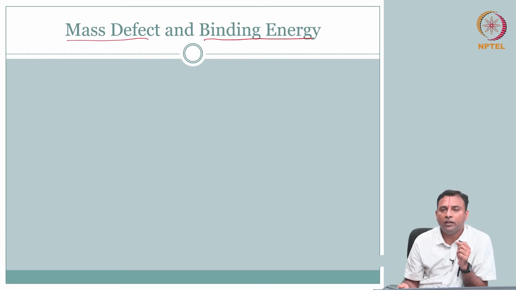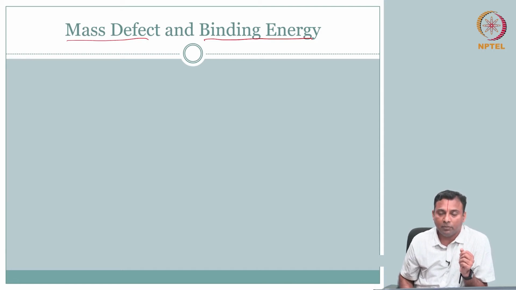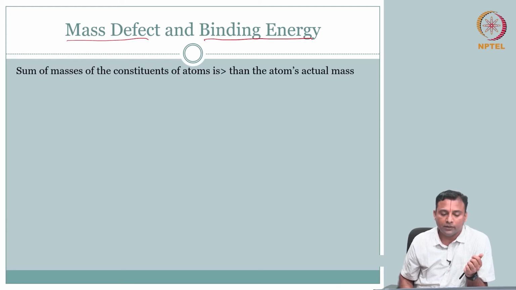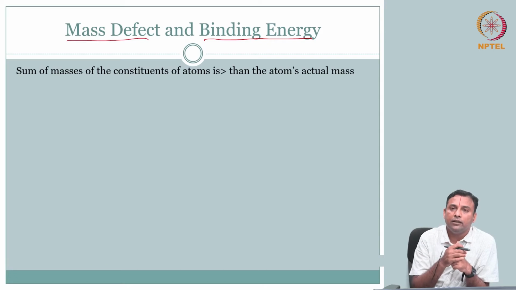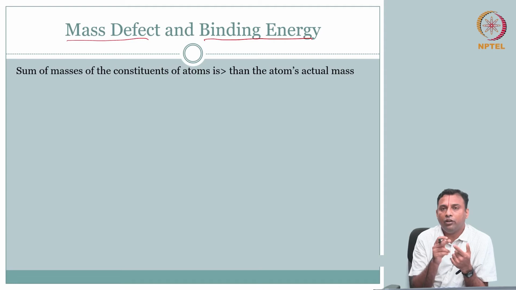Have you heard of atomic mass unit? You would have heard about that, right? It is 1/12 of the carbon 12. That's what we use as a unit for talking about mass. But it turns out that you have a mass, but then I have the constituents, which are electrons, protons and neutrons. Each of these particles has a mass.